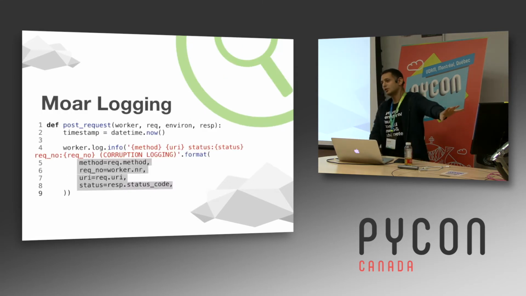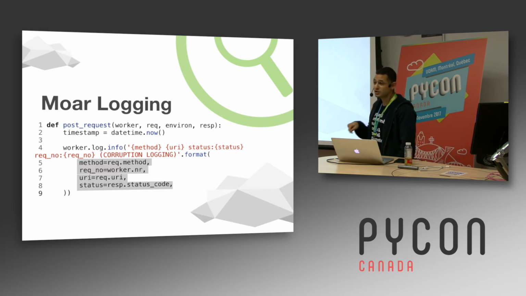This time we didn't even touch our function. We plugged into Gunicorn. Gunicorn has this really nice hook system that allows you to hook into the various points of the request response cycle. In this case over here, we plugged it into the post request, so this is after the request was handled, and we logged a whole bunch of information.